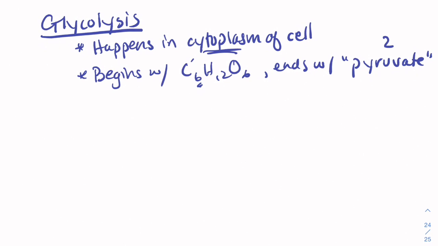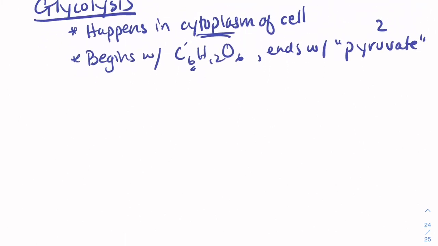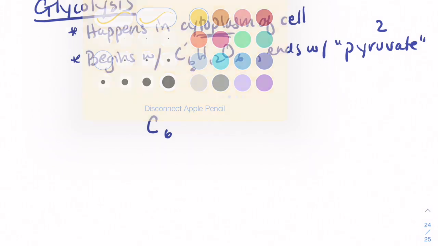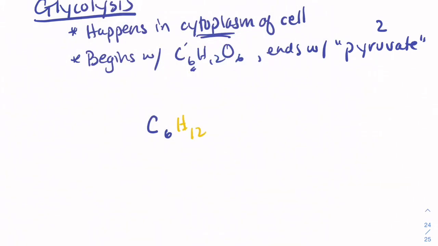All right, let's look at the details. Now, you've seen me write all of our chemical reactions horizontally, like substance A plus B become product C plus D, that sort of thing. Not doing that this time because we're going to run out of room. I'm going to do things vertically. Alrighty? So, C6H12O6. Let's keep color coding here.